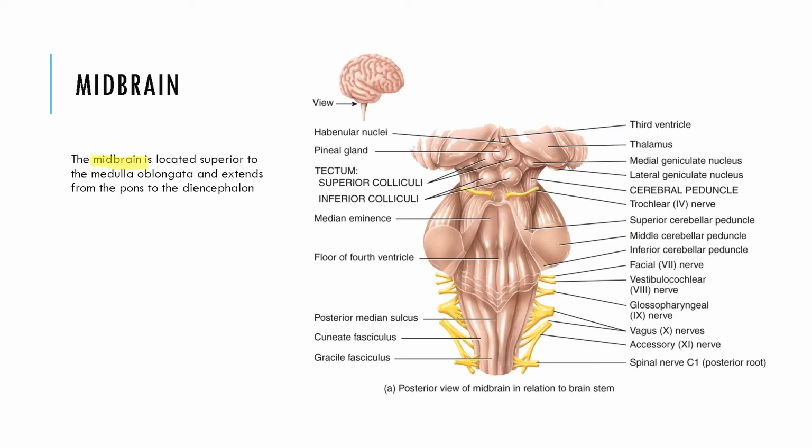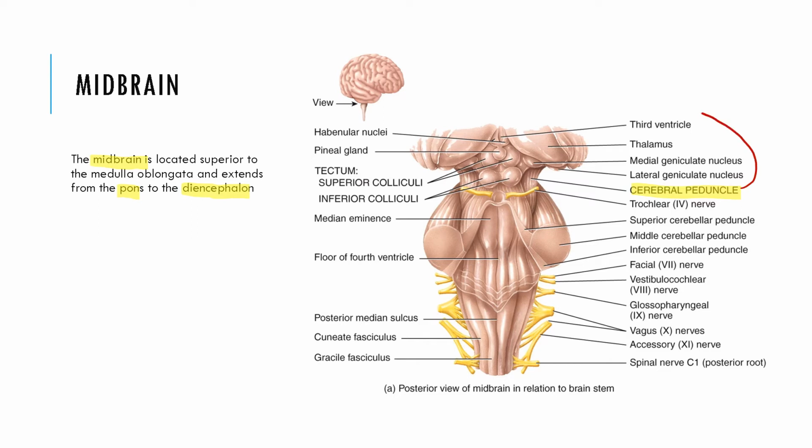Now the midbrain extends from the pons to the diencephalon. The anterior part of the midbrain contains paired bundles of axons that are called cerebral peduncles. Now, this consists of axons of corticospinal, corticobulbar, and corticopontine tracts, which we will learn all about later. But these tracts conduct nerve impulses from motor areas to the spinal cord, medulla, and pons, respectively.